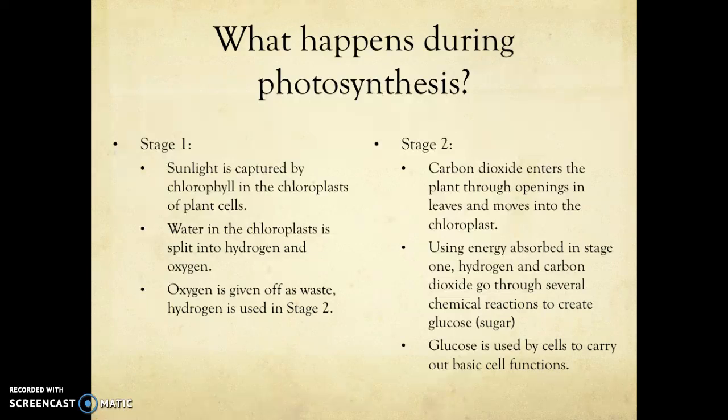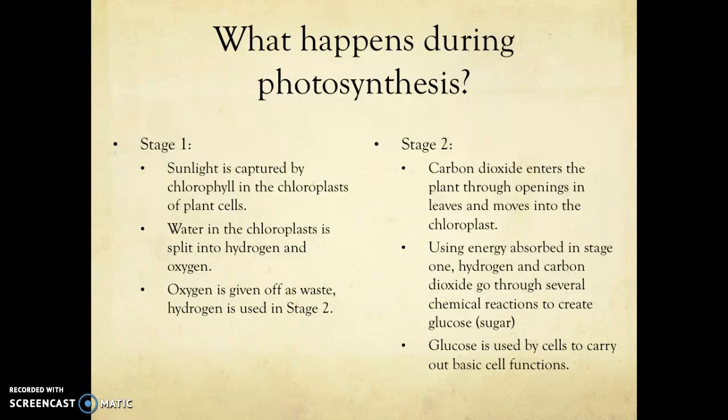So the plant gets rid of the oxygen and it goes into the air, and that's where we get our oxygen. So it's very useful to us because we get our oxygen from the plant giving it off during photosynthesis. So oxygen is given off, and then the hydrogen gets used in stage 2.